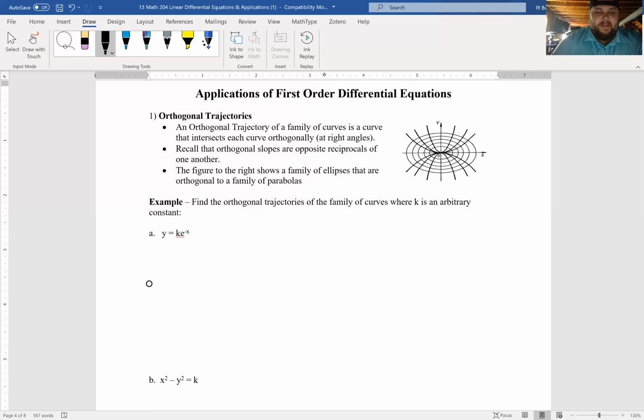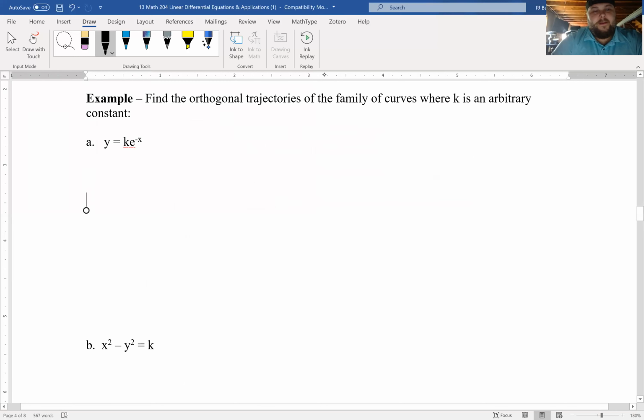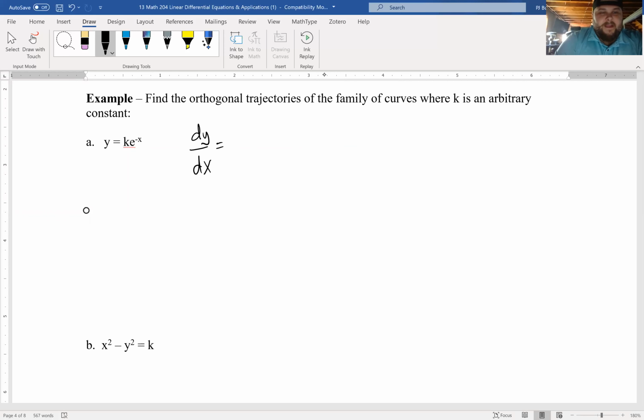So here we've got an exponential, and we want to know what is orthogonal to that function. The first thing we need to do is find the derivative, so we need dy/dx. That's going to be minus k e to the minus x, right? Now, why did we want that? Well, if these two functions are to be orthogonal, that means their slopes must also be orthogonal.